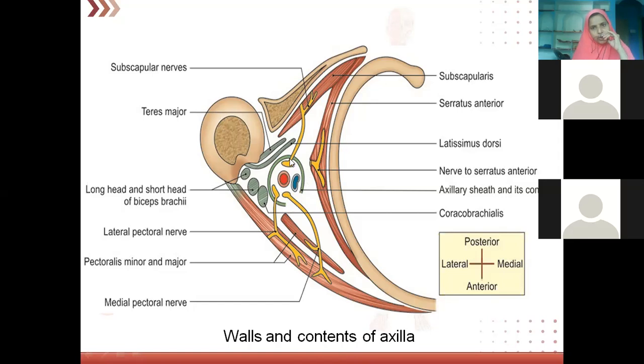Now, see, surrounding the axillary artery and axillary vein, we are finding axillary sheath. Yesterday we have seen the axillary tail of Spence, which was coming from the upper outer quadrant of the mammary gland. It extends into the axilla and surrounds the axillary artery and axillary vein.